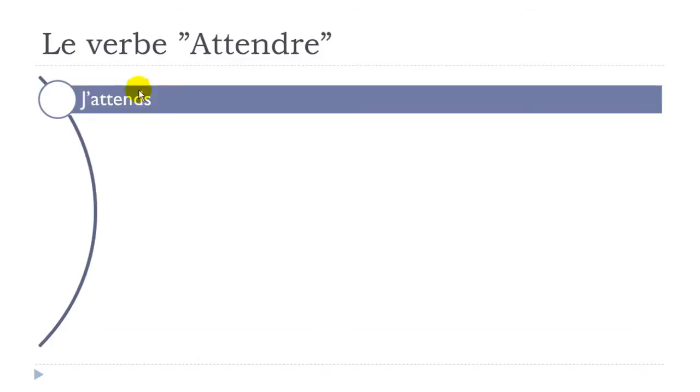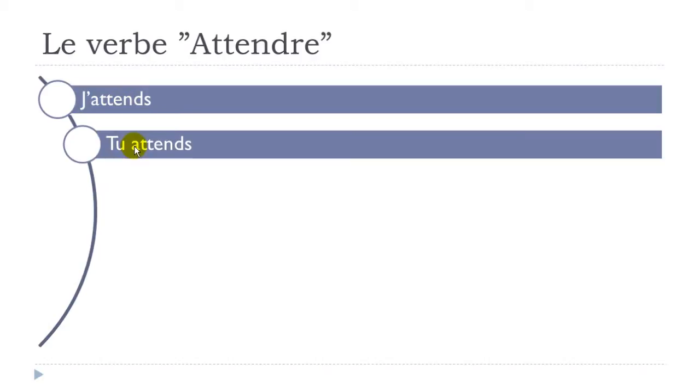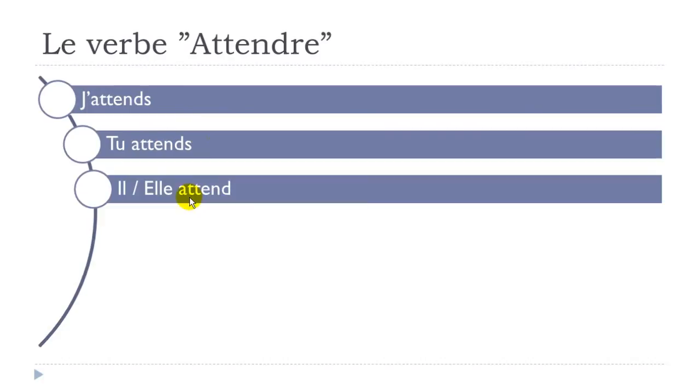You get D and S, well, basically you don't pronounce them, okay? And then you get only the sound attends, nasal here, j'attends, okay? Second form, tu attends, okay? You can see that it is exactly the same one, so same way to pronounce it, okay? Il attend, elle attend. So the only difference between this il form and the tu or je form, if you want to write, is that you don't have the final S here. But if you only want to pronounce or speak, it's exactly the same way to pronounce these forms, okay? J'attends, tu attends, il attend, elle attend.